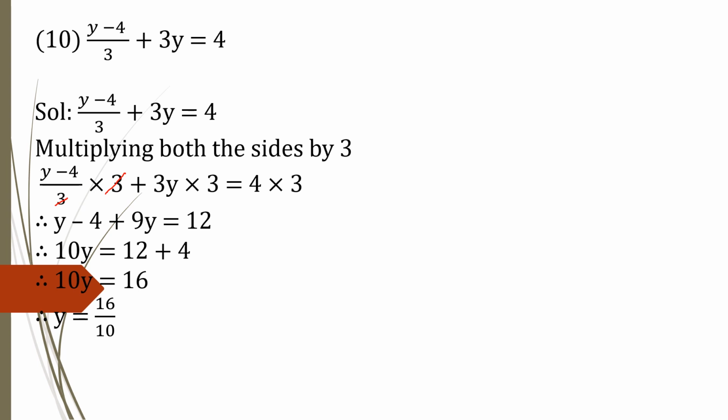Further we can reduce these terms. So let's reduce. Both will go in 2's table. So it is 2 5s are 10 and 2 8s are 16. So you got 8 upon 5. So therefore value of y equal to 8 upon 5. Okay. I hope you are getting the sums. So let's move to the last sum of this practice set.